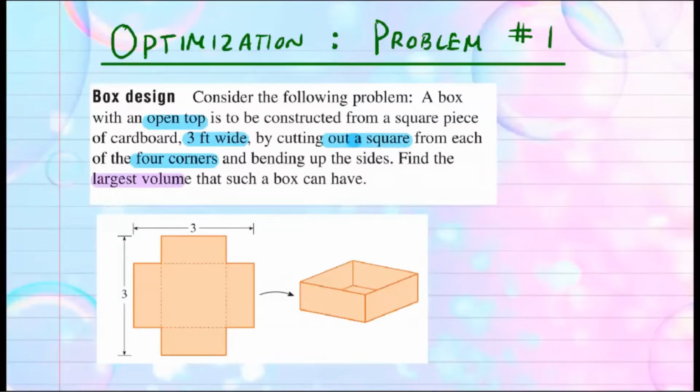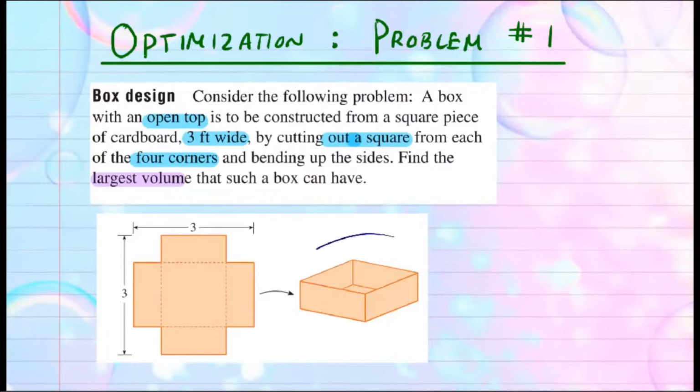So here's a picture. It's given to us, but this is what you should be imagining as you're reading through the problem. We're constructing this box with an open top, so you don't need to consider the top. You'll have 4 sides, 1, 2, 3, 4, and the bottom. So let's call that the bottom. So 4 sides and the bottom makes 5.